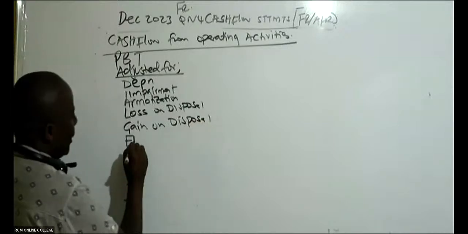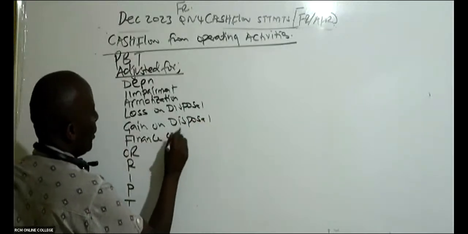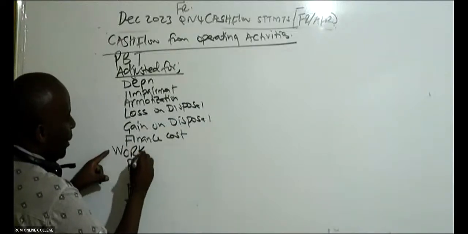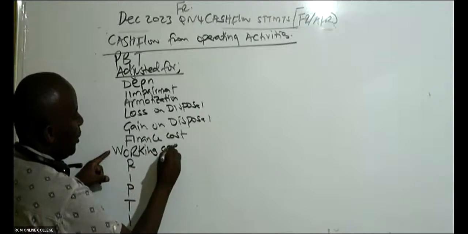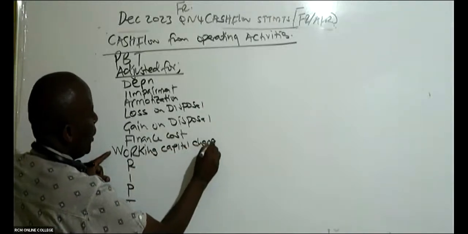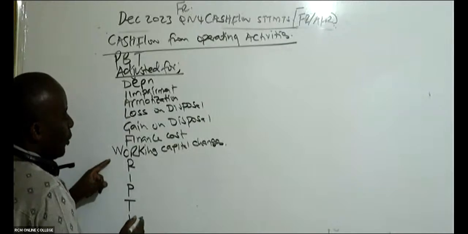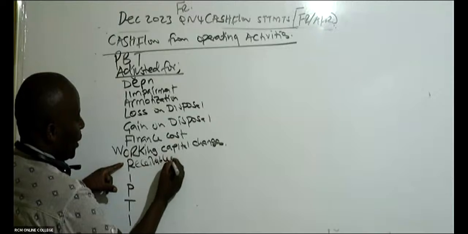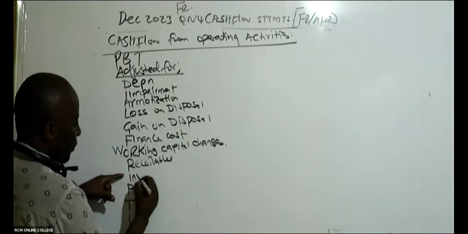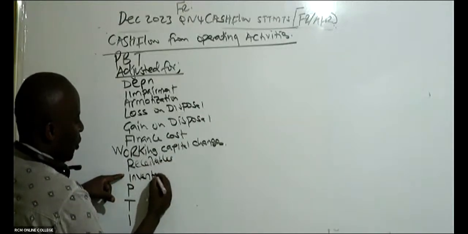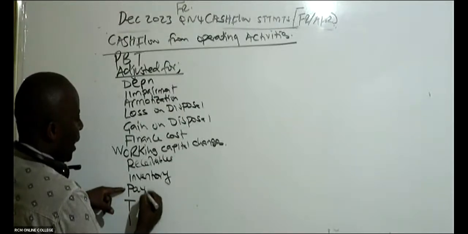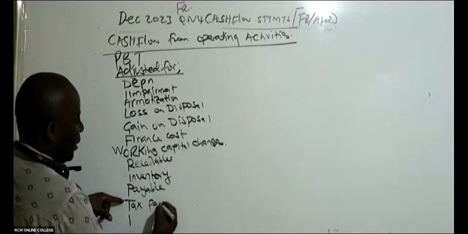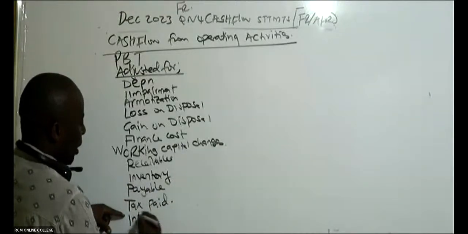All right. This is the finance cost. This stands for working capital. You write here: working capital changes. So we have here receivables, under working capital. We have in this case inventory. We have here payables. We have here tax paid. And then we have what we call interest paid.